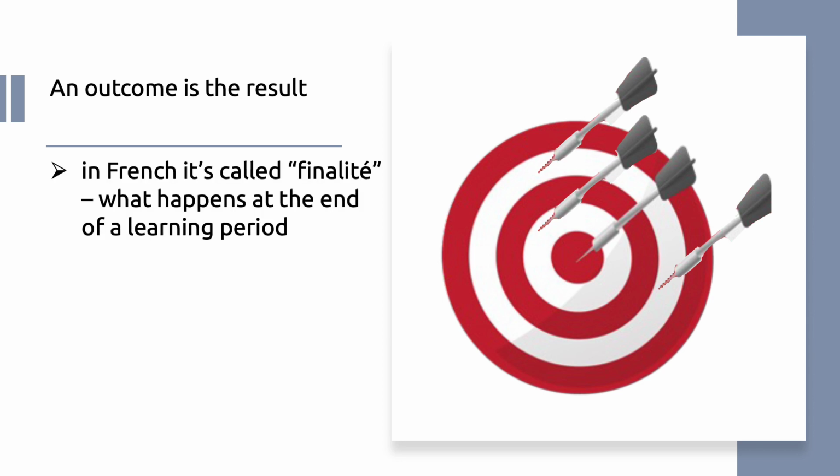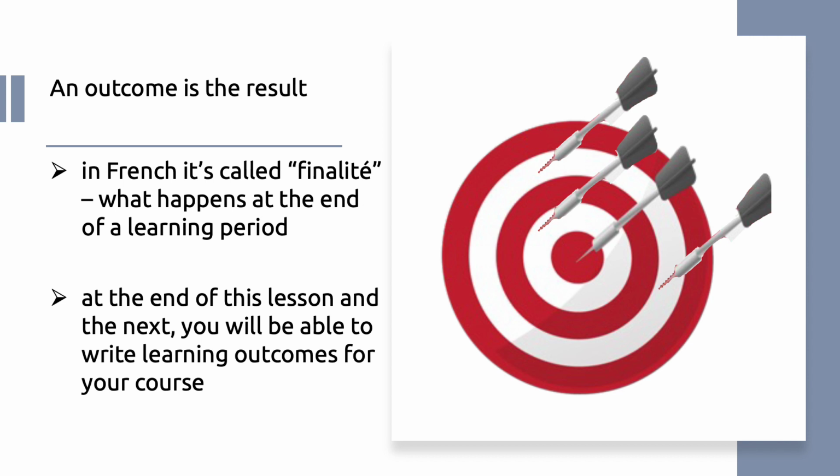A learning outcome is the result of learning. In French, it's called finalité, what happens at the end of a learning period. Today, you'll learn the difference between objectives and outcomes. That's my objective for the lesson. But you will be able to write learning outcomes for your course at the end of this and the next lesson.